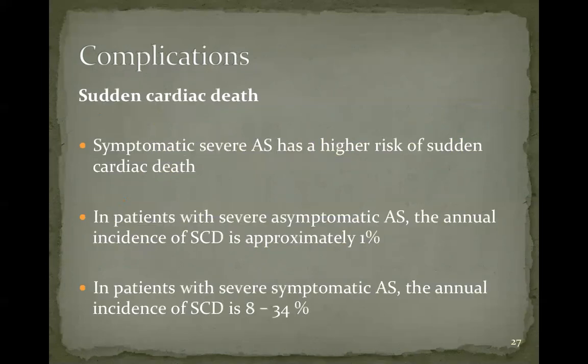The biggest complication and concern for patients with aortic stenosis is sudden cardiac death. Obviously, symptomatic severe AS has a higher risk of sudden cardiac death. If you have patients with severe asymptomatic AS, the annual incidence of sudden cardiac death is approximately 1%. In patients with severe symptomatic aortic stenosis, the annual incidence of sudden cardiac death is 8 to 34%.